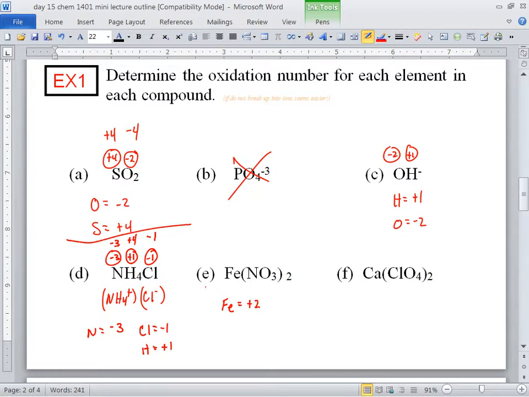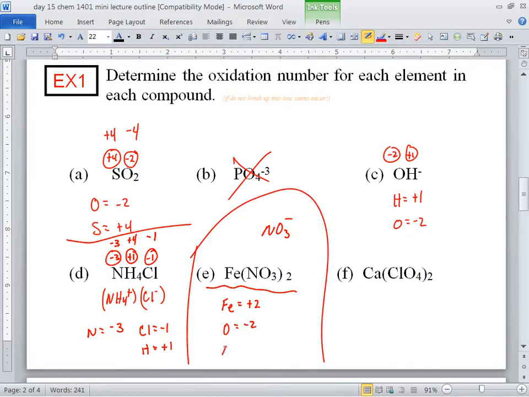You can either find it as one big answer here, or just use nitrate to get your answer. Either way would work. If you use this compound, you have to realize you have 2 nitrates in there. It works though. You can still do it. Or just use NO3 minus to get the N and the O. Either way would work. What is N there? +5.